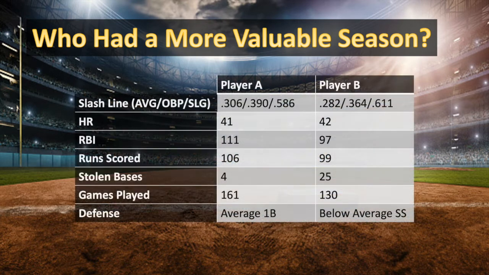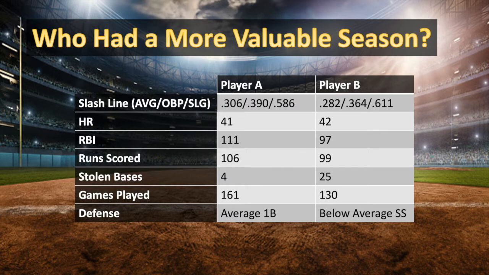So we're going to add some more information. We're going to add in defense to the picture. When we take a look at defense, player A is an average first baseman and player B is a below average shortstop. So now this is getting interesting. I think that these two players are pretty close offensively when they play. Player B played 130 games and player A played 161.